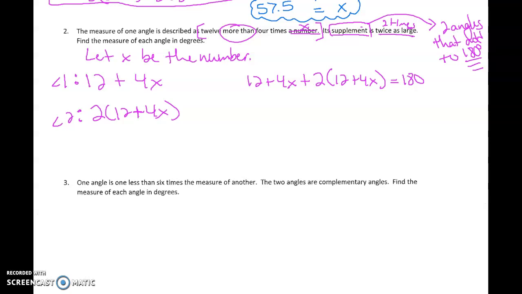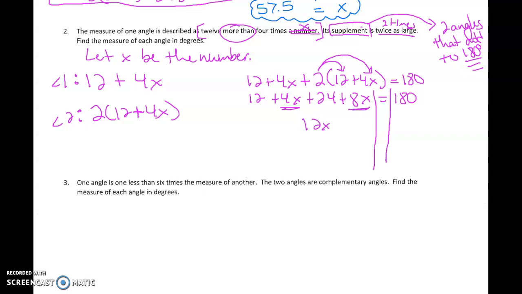Now, if you go back to our guidelines, we start by simplifying each side. Nothing we can do to simplify the 180, but on the left side there's a lot we can do, starting with the distributive property. I'm going to rewrite this as 12 plus 4x plus 2 times 12, which is 24, plus 2 times 4x, which is 8x. And that's got to equal 180 degrees. Now if we simplify, 4x's and 8x's make 12x's, and 12 plus 24 is 36.